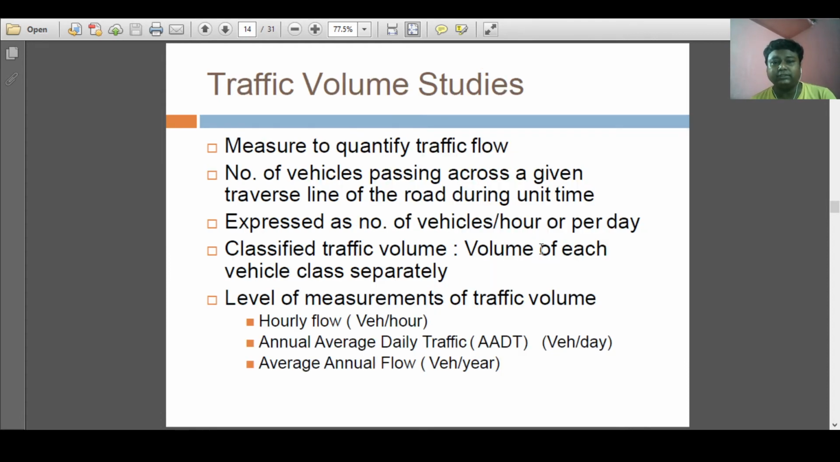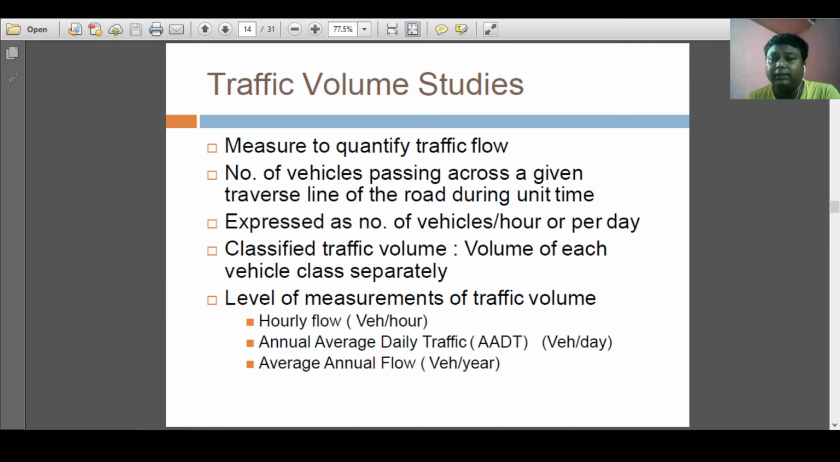As we discussed, the traffic volume study measures and quantifies the traffic flow: the number of vehicles passing across a given transverse line of the road during a unit time, expressed as the number of vehicles per hour or per day. Classified traffic volume covers each vehicle class separately, along with the level of measurement of the traffic volume. So these are some parameters we need to consider for the traffic volume studies.